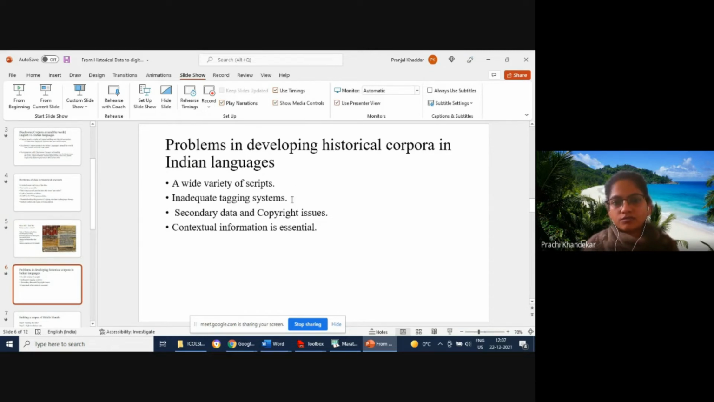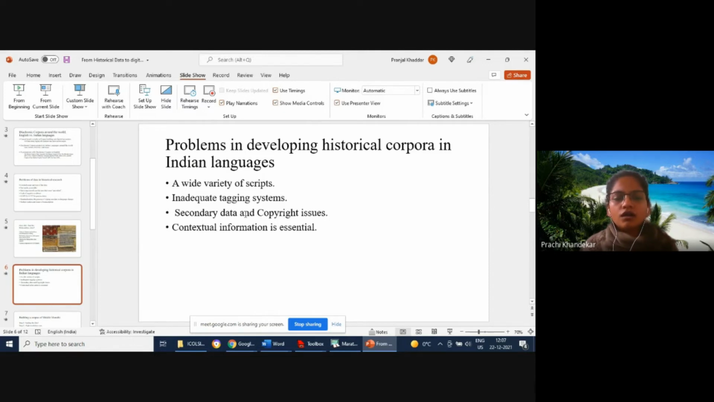Inadequate tagging systems is a big problem, because the modern tagging systems that are designed are for the standard varieties of modern languages. As I discussed with the scribal issues, there were multiple spellings for the same words, and when that happens, the modern tagging systems fail to process the historical data.